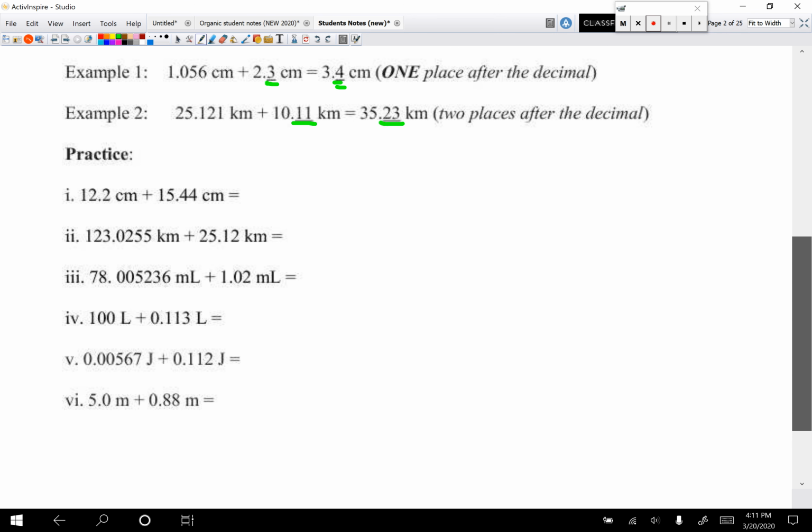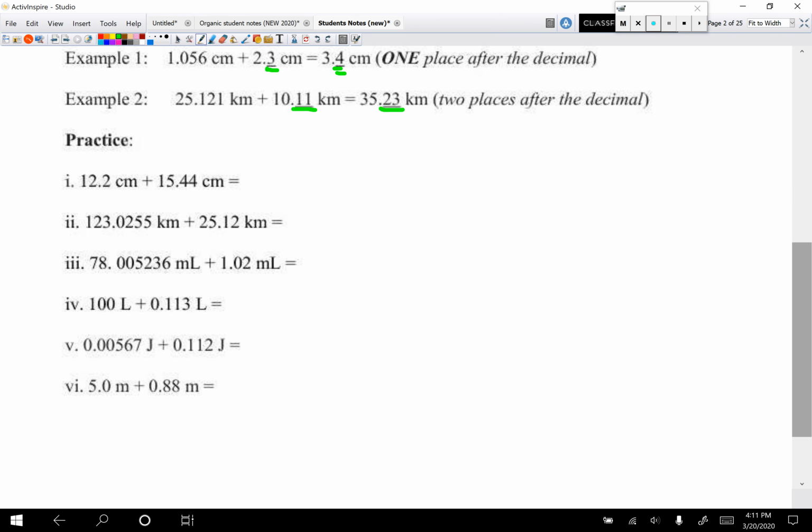All right, so we have practice right here. For our first one, I'm going to go through it with you and then ask you to pause to go through the rest. We got 12.2, so one spot after the decimal. We got 15.44, two spots after the decimal. Obviously, one is our lower number, so our final answer should only have one spot after the decimal. So when we add 12.2 to 15.44, we get an answer of 27.64 centimeters. Now, if you gave this answer, it would be wrong, because we need one place after the decimal due to the 12.2.